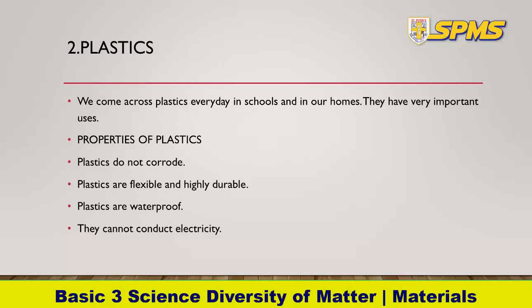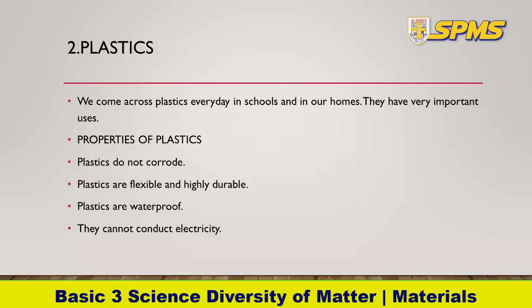They do not rust. Okay, so plastics are flexible and highly durable. They are flexible. When something is flexible, it is what? It is not rigid. It can move. It can be formed in so many ways. So plastics are flexible and highly durable. When something is durable, it is of high quality.